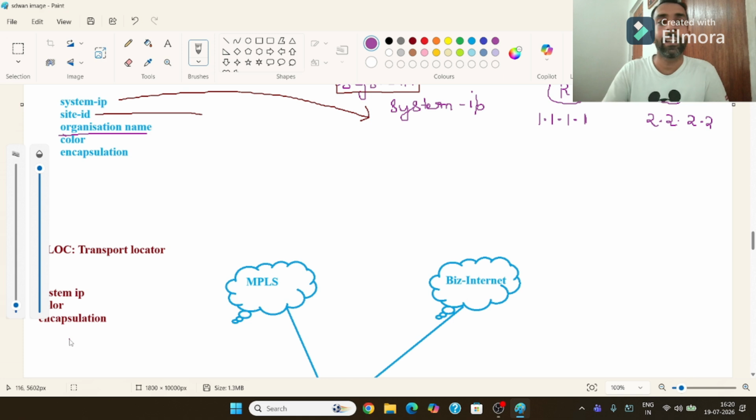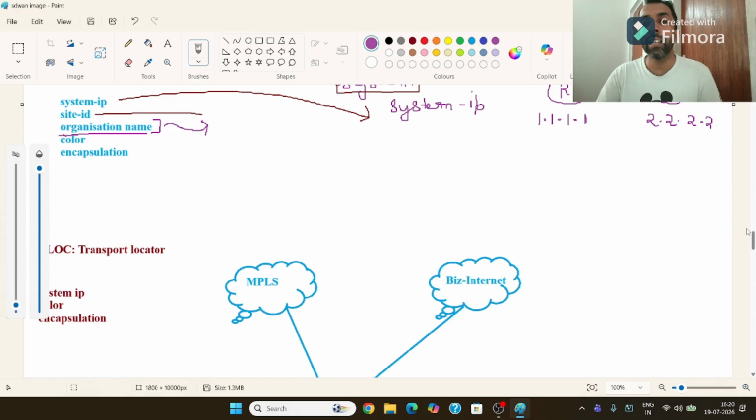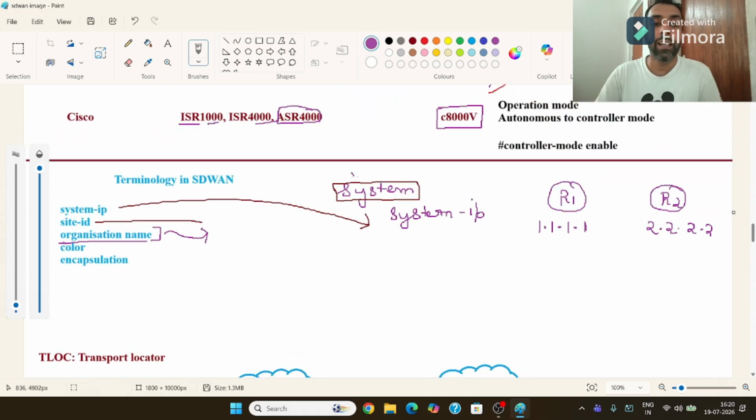What is the reason? The reason is that during the authentication process, or, I'll say, the certificate process, the organization name is checked by the controllers. It has to be the same on all the devices. Where will you give the organization name? Again, the same place: under the system settings, you will provide the organization name to your controllers and to your routers.